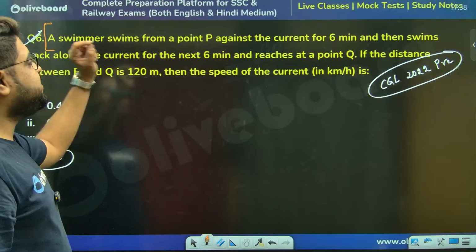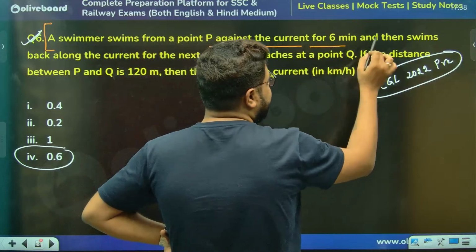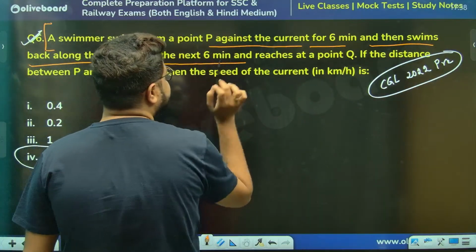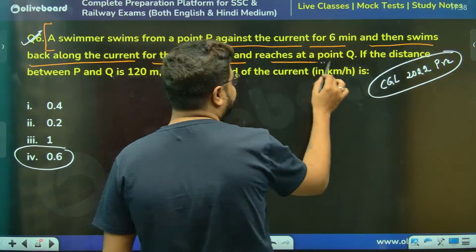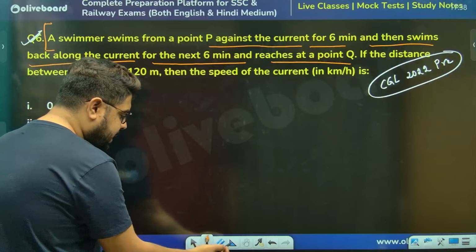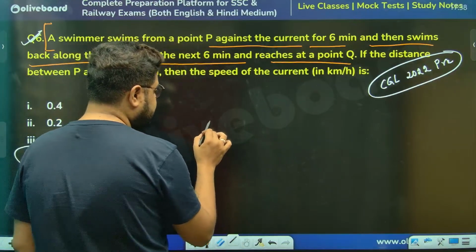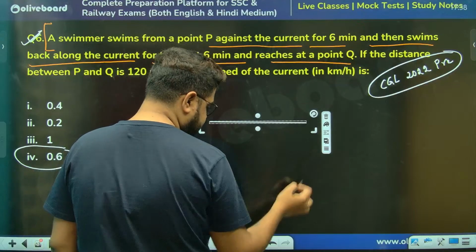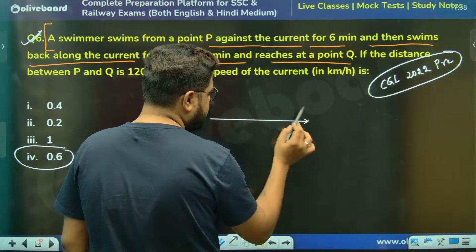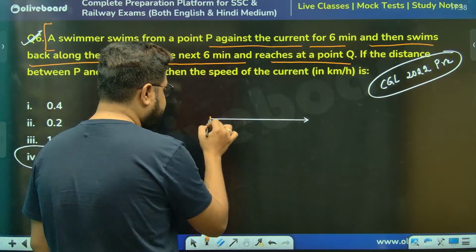A swimmer swims from a point P against the current for 6 minutes and then swims back along the current for the next 6 minutes and reaches a point Q. So there are so many ways to think. Let's think like this. A swimmer started swimming from a point. So this is point P.